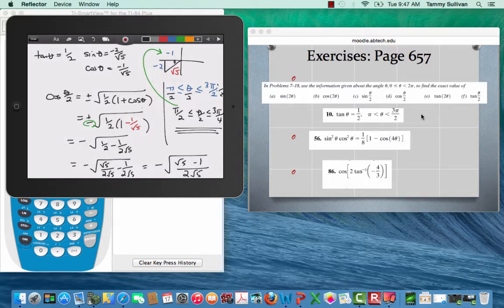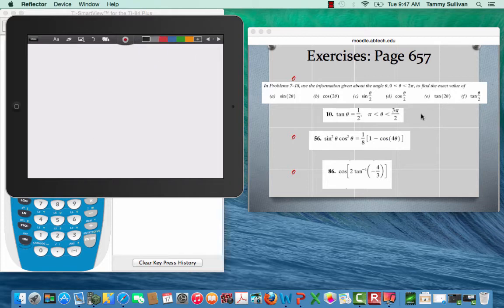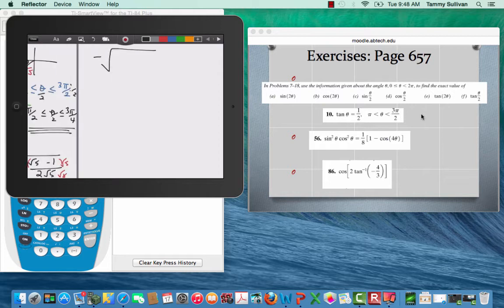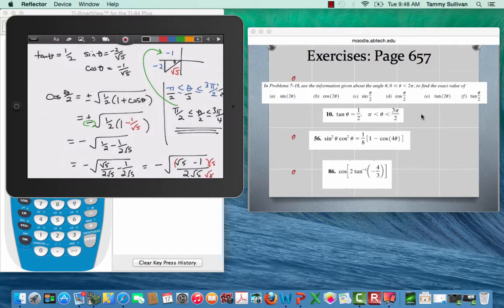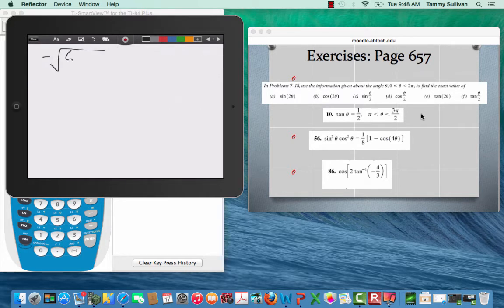So when I'm looking here, the first thing I'm going to have to do on the inside is multiply top and bottom by the square root of 5. So then I'm going to be left with negative, and I've got to go back to make sure I've got that right. So square root of 5 minus 1 times the square root of 5.